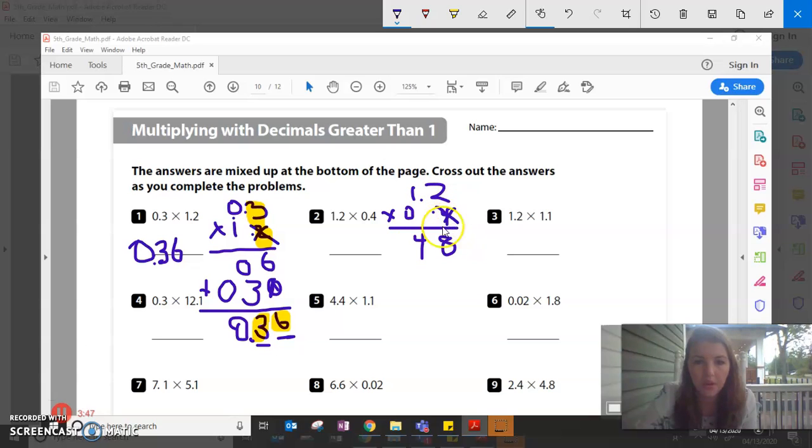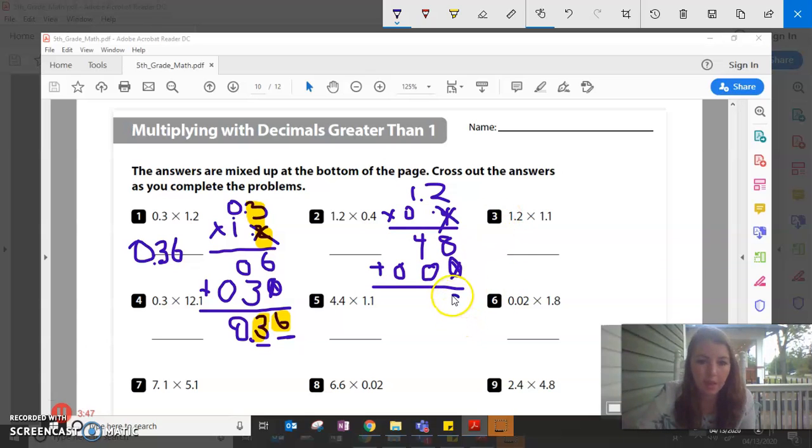Now I'm going to move on. So I'm going to put my placeholder 0 because I'm now going to start in this column. 0 times 2 is 0. And 0 times 1 is 0. So again, because I was multiplying by 0, my whole partial product is all zeros.